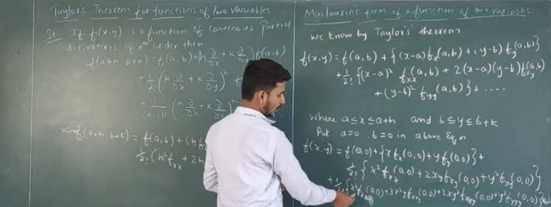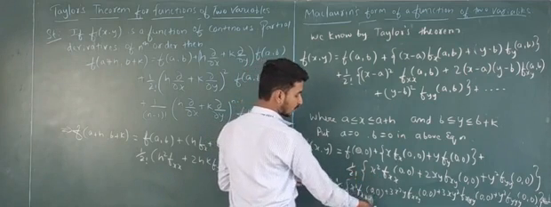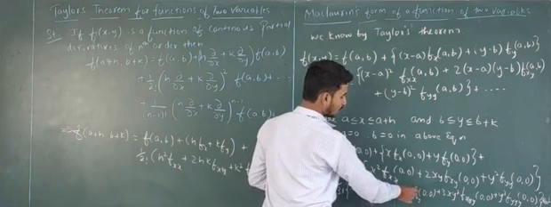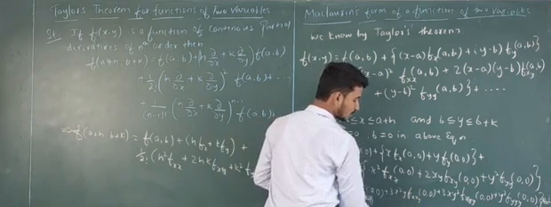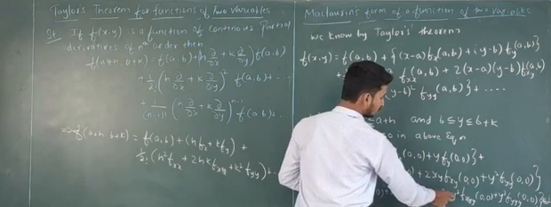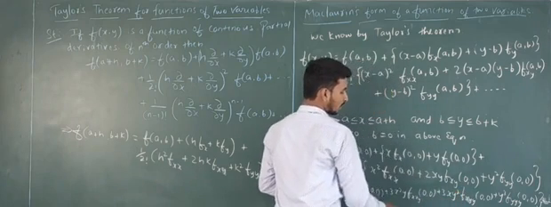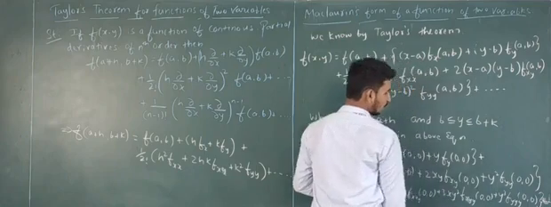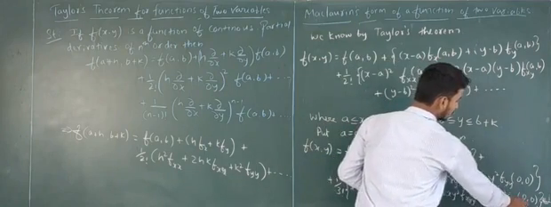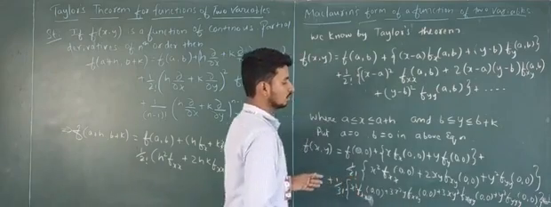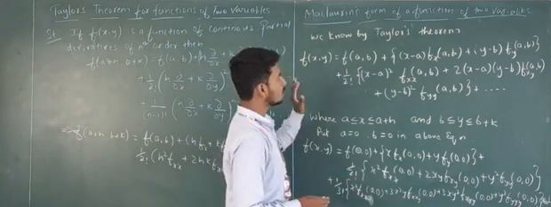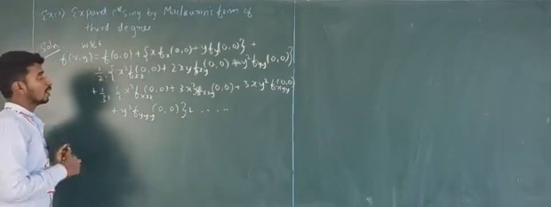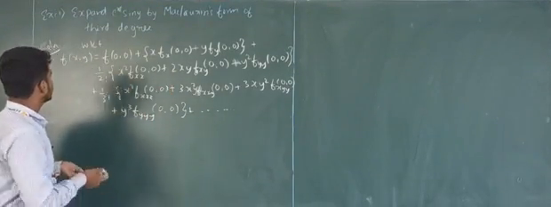This will now be x cube function 3 times with respect to x of 0 comma 0 plus 3x square y into function 2 times with respect to x and 1 time with respect to y of 0 comma 0 plus 3 into x y square, function with respect to x and 2 times with respect to y of 0 comma 0 plus y cube into function 3 times with respect to y of 0 comma 0 plus so on. This is the Maclaurin's form for function of two variables. Next we will continue with examples on Maclaurin's form or Taylor's form.